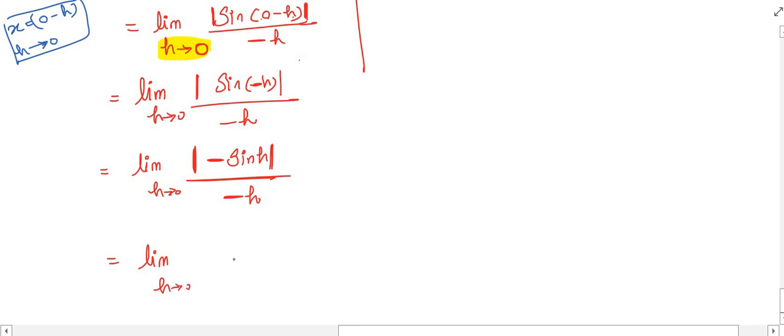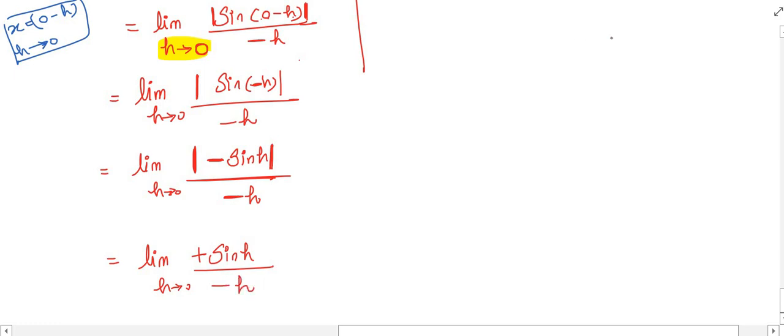Okay. Now for the next step, limit h is going to 0. This is minus of sine h. This is some negative number, correct? So how do we remove this negative number out of mod? How will it come out of mod? It will become plus and come out, correct? It will become plus of sine h. Any negative number, when it comes out, becomes plus. It became plus, by minus of h.